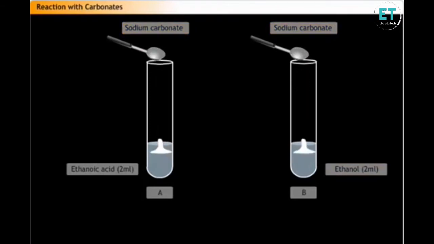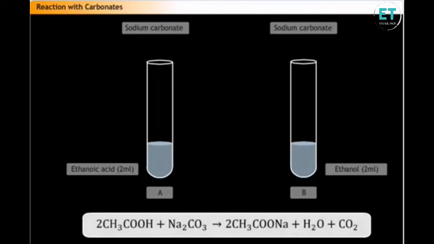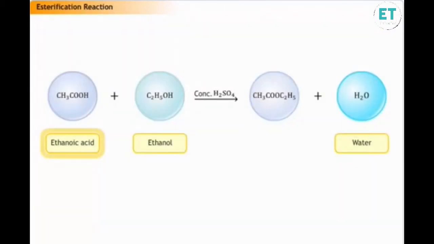Add a spatula full of sodium carbonate to these test tubes. You can observe effervescence in test tube A, which is due to the evolution of carbon dioxide gas. On the other hand, in test tube B, there is no change. This is because ethanol does not react with sodium bicarbonate. Ethanoic acid reacts with ethanol in the presence of concentrated sulfuric acid to undergo an esterification reaction.